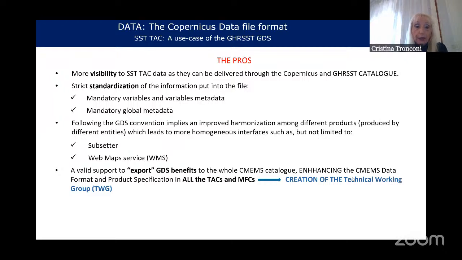The pros of using it: there is more visibility for SST TAC data, which is delivered not only through the Copernicus catalog, but also through the GHRSST catalog. We have strict standardization of what we put inside, and by following the GDS convention we improve harmonization among different products, and that leads to more homogeneous interfaces, and so an easier use of our data.